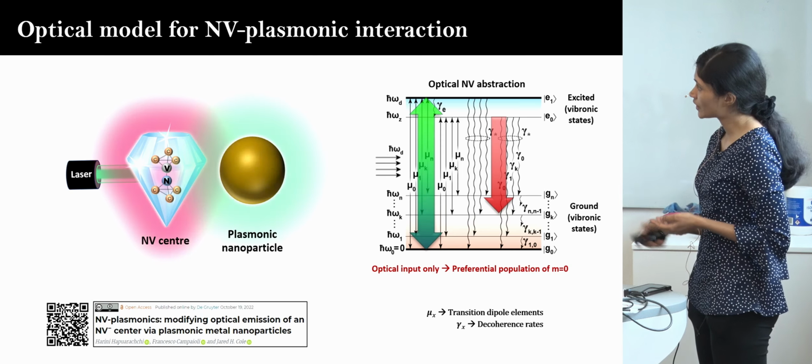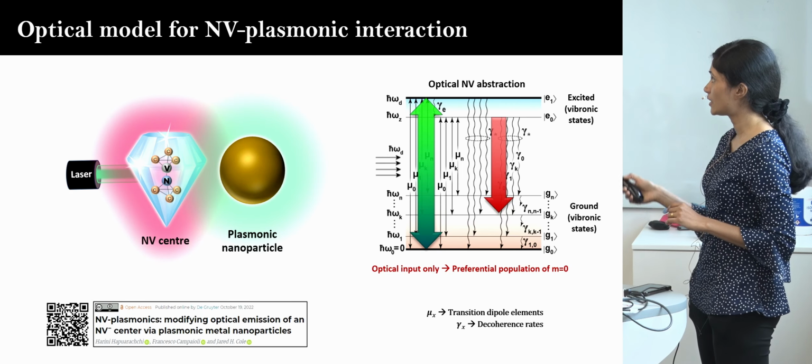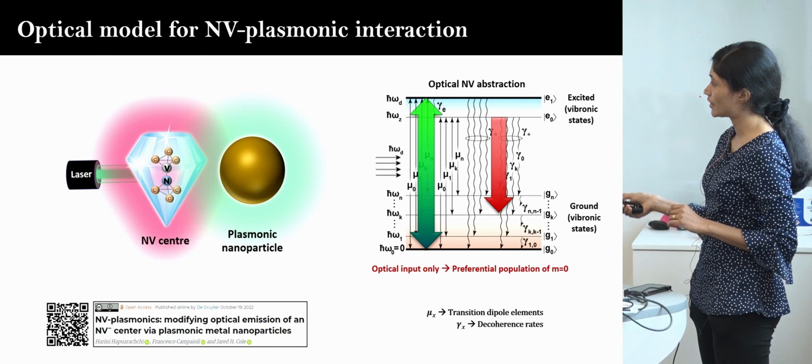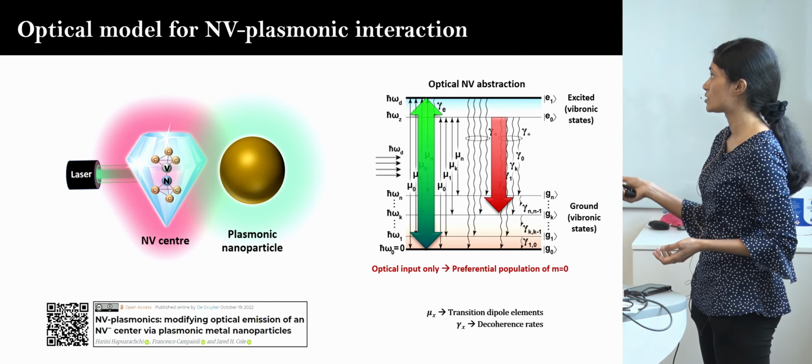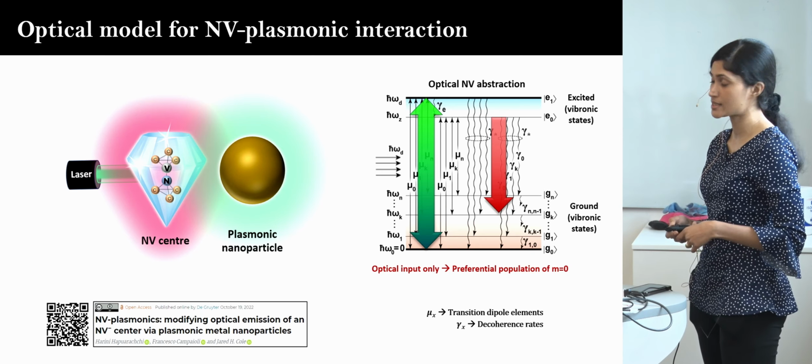Now if you keep a plasmonic particle next to the NV center, it mainly changes the rate of excitation by changing the green field amplitude, and it also changes the rate of decay in addition to absorbing some photons.